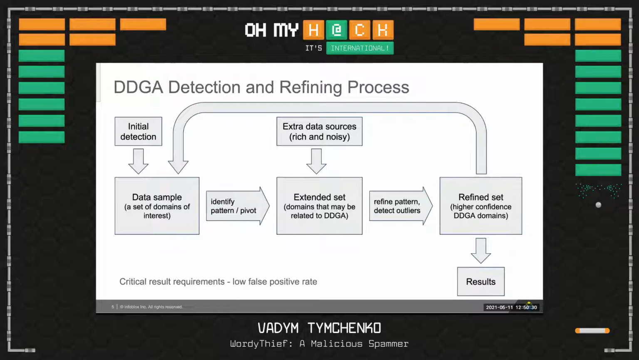Then this pattern is being applied to additional rich data sources, such as broadband traffic, or some other information sources, in order to find other domains that we haven't seen, but they are matching the patterns. Finally, the next step is to refine the pattern and extract domains which don't belong to the DGA. This process might be repeated several times and finally reported as results. So the critical result requirement is a low false positive rate.